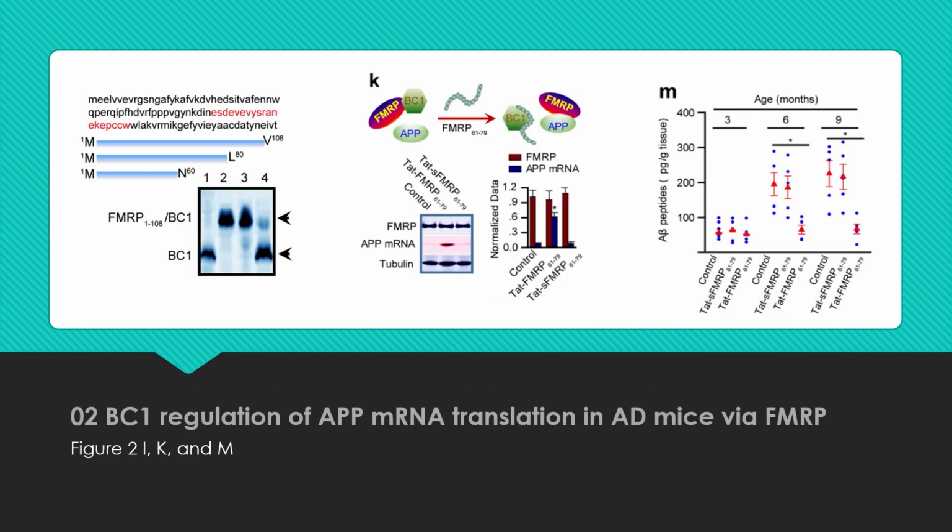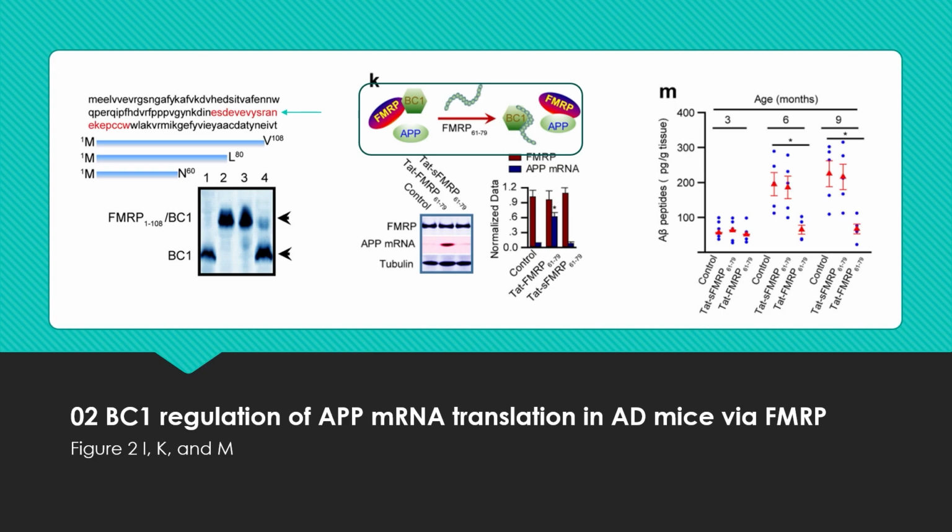Figure 2I shines light on the regulatory mechanism of BC1 on APP mRNA translation. Our investigation centered on its interaction with FMRP. The segment of FMRP, particularly amino acids 61 through 79, can bind BC1, acting as a gatekeeper to regulate the interaction between BC1 and the full-length FMRP protein.